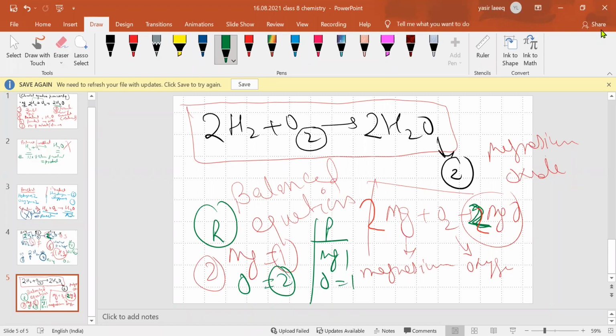Now it's a balanced equation because it's 2 Mg on both the sides and 2 O on both the sides. Is it clear? Yes, other students, is it clear? Yes, sir, very clear, Alhamdulillah.